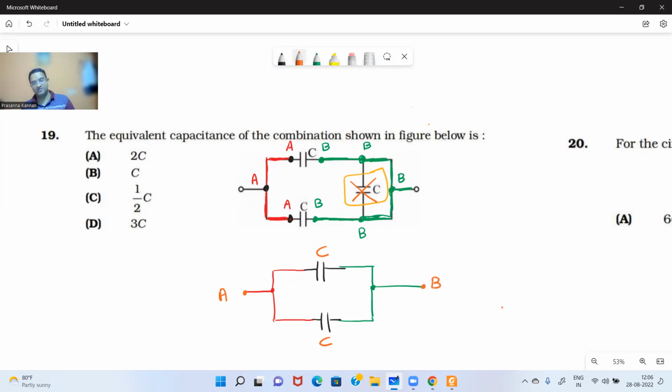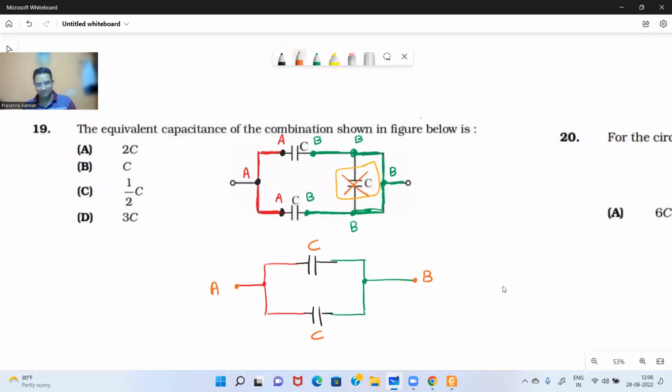So what is the effective capacitance? C and C are in parallel. So what is the effective capacitance? C1 plus C2, 2C. Therefore, the right answer is 2C.